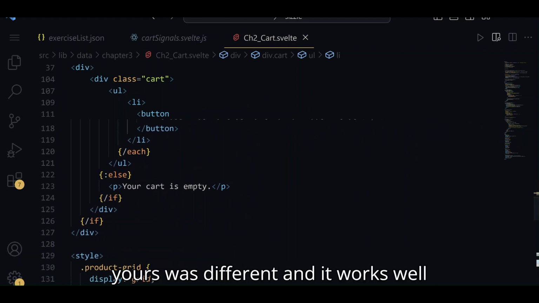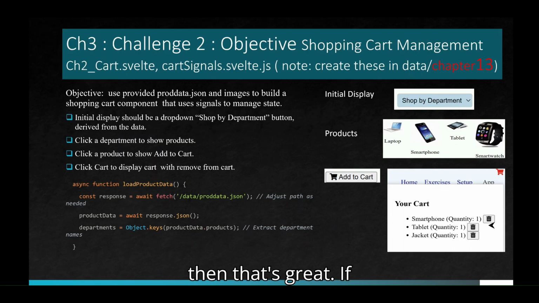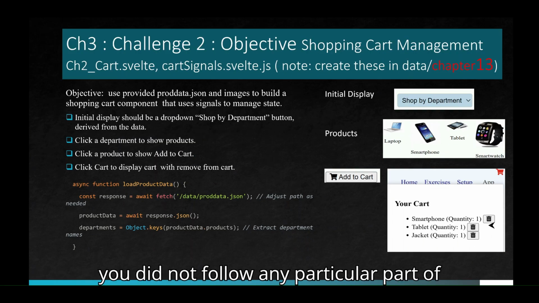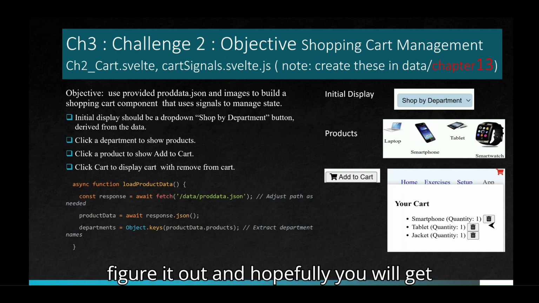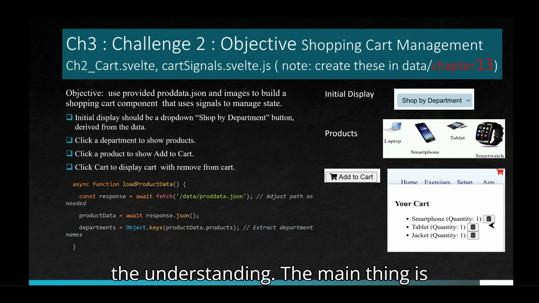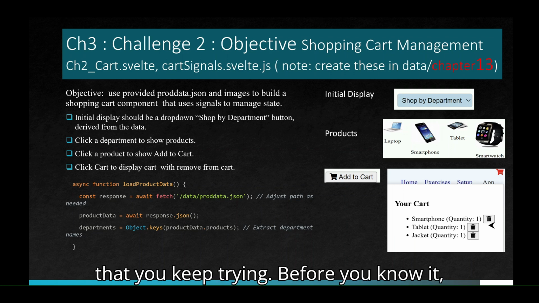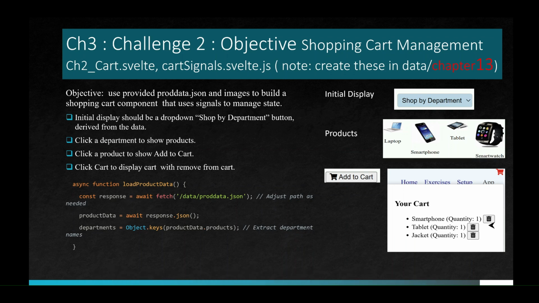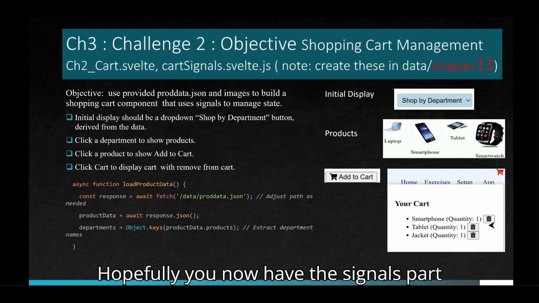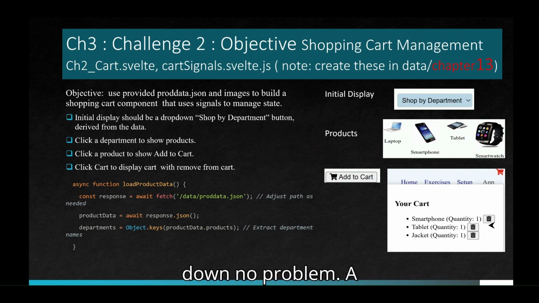If yours was different and it works well, then that's great. If you did not follow any particular part of this, then go over the code and try to figure it out, and hopefully you will get the understanding. The main thing is that you keep trying. Before you know it, things will become second nature and you will move on to bigger and better things. Hopefully you now have the signals part down no problem.